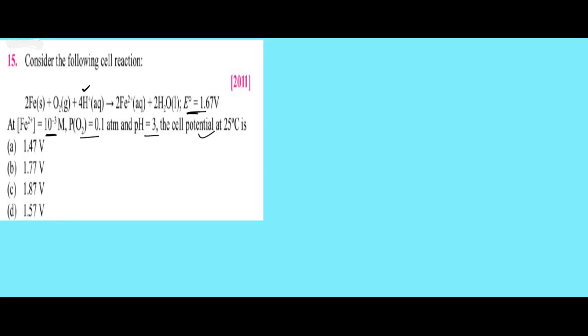Okay, so first I will write the Nernst equation. As I have told you, Nernst equation is E is equal to E0 cell minus 0.059 upon n log. So you have to write the product upon reactant concentration. In the product side, you can see which ions are involved. Ferrous ions are involved. So you will write the concentration of ferrous ions in the numerator.